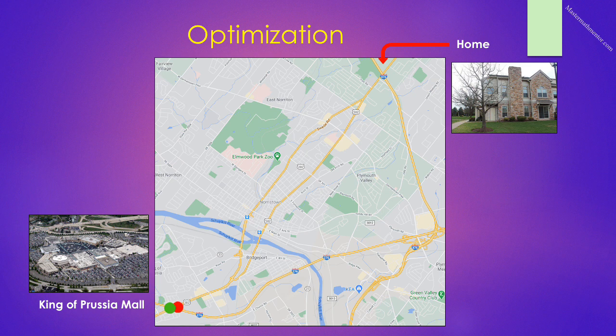There were generally two ways to go. One was the direct route up Route 202 through the towns of Bridgeport and Norristown, and eventually ending up north at home, which was about a distance of 12 miles. I could also get home using toll roads. I can travel along Route 276, which is the Pennsylvania Turnpike, to the town of Plymouth Meeting, and then get on Route 476, which is an extension of the Turnpike. The distance is about 20 miles.